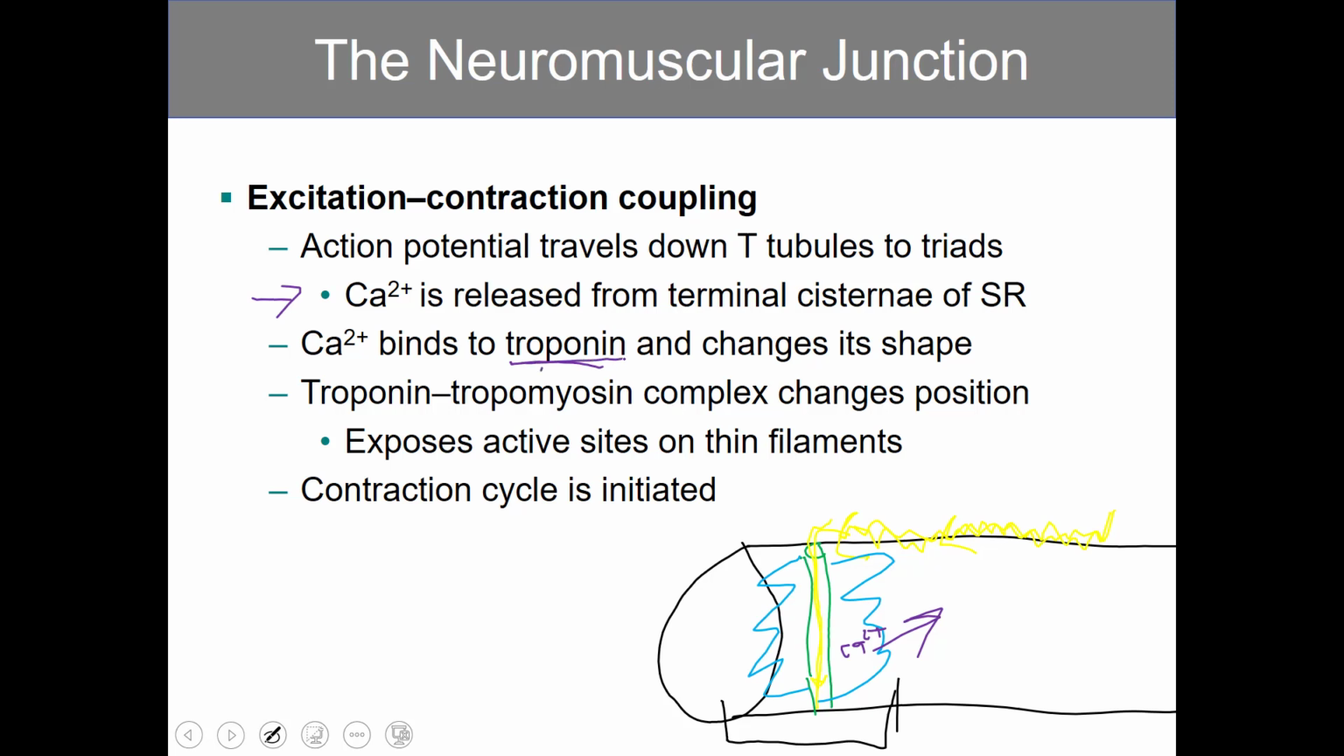It binds troponin and causes the troponin-tropomyosin complex to change shape or change position. And remember, tropomyosin is the protein that covers the active site on actin. So as the tropomyosin-troponin complex changes position, it's going to expose those active sites on the thin filaments, and the contraction cycle is initiated.